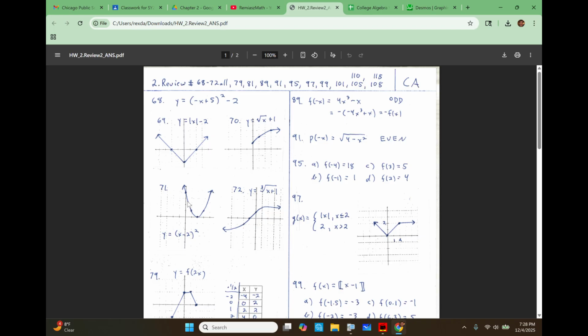71, just x minus 2 squared, that's going to be a shift right. So x squared and then shift right 2 units. And we looked at an x squared already up here, so I'm not going to do that one again. Okay, let's look at a cube root.